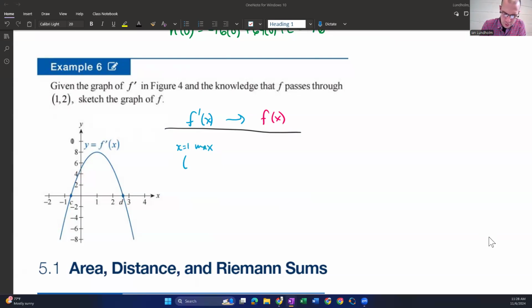that's at the point 1, 8. Let's do this. What does that mean for the antiderivative? Well, it means that this would be one of the steepest points on the line. Steepest local slope, and the slope is 8.